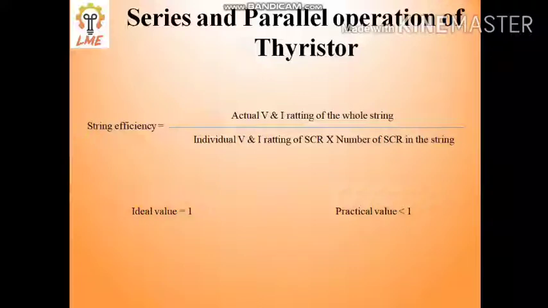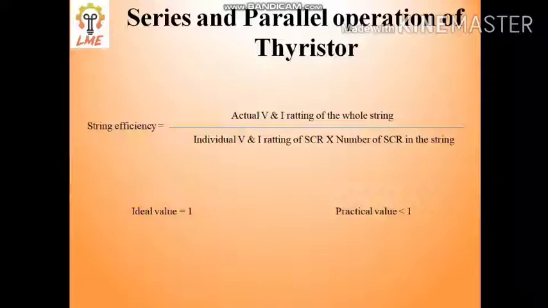Series connection is used for increasing the voltage level, and parallel for increasing the current level of SCRs. So SCRs are used as a string, meaning many SCRs in series or many in parallel for increasing the voltage and current level. When there is more than one SCR in a particular series or parallel combination, that is known as a string.